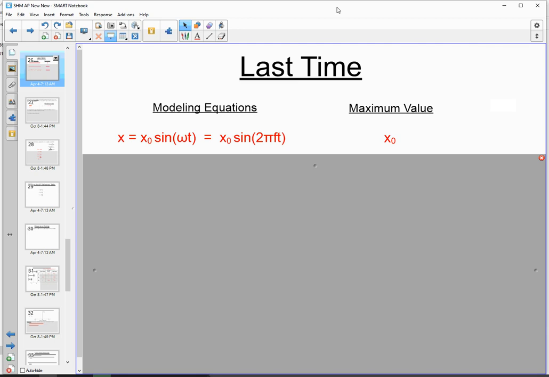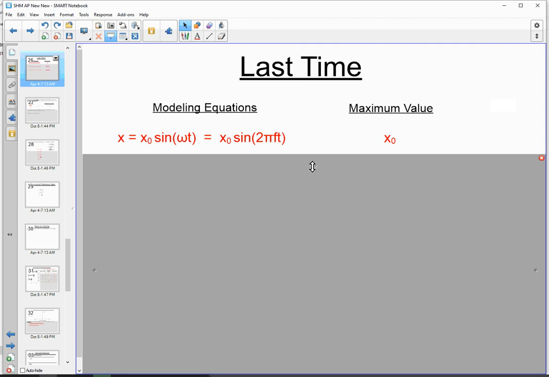All right, let's do our day 3 of notes and finish up simple harmonic motion. Here's what you should have taken away from the last time we got together. The modeling equations, of course, what we're doing here is we're looking at an oscillating mass in simple harmonic motion. We've been talking about a mass on a spring oscillating vertically, and we want to model where it is at any point in time, how fast it's going, and what its acceleration is.